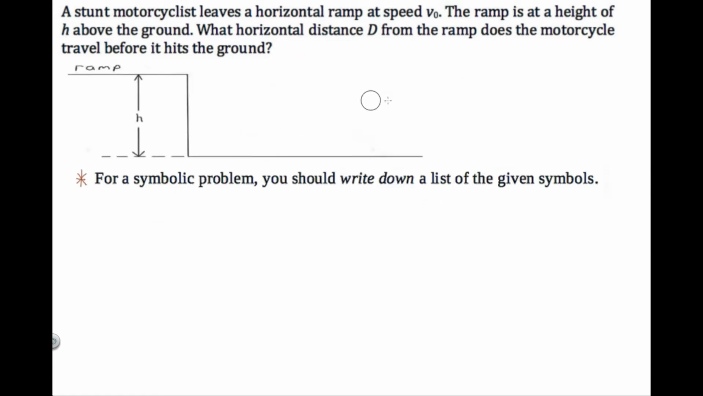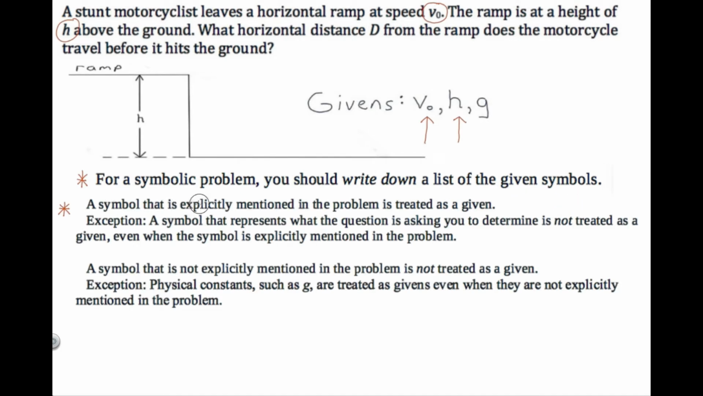This problem is a symbolic problem rather than a numeric problem, because the problem gives us symbols to work with, v sub naught and h, rather than giving us numbers. For a symbolic problem, you should write down a list of the given symbols. A symbol that is explicitly mentioned in the problem is treated as a given. So for this problem, the symbols v sub naught and h are treated as givens.